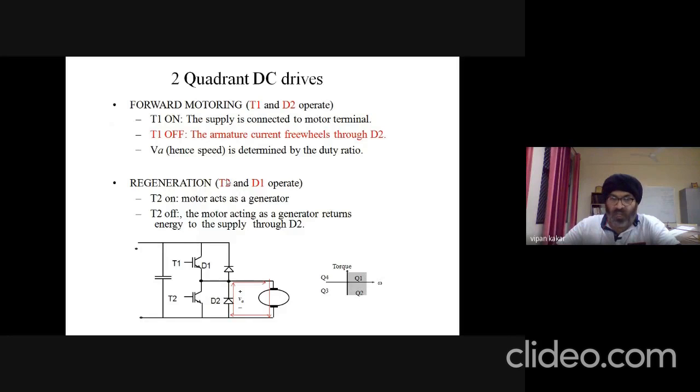Now if we want to operate this in the Q2 quadrant, what we need to do is operate T2 and D1. So that is this one. So this T2 is switched on. So now the reverse current will start to flow through this motor to the battery, to the DC supply input, because this switch is now turned on.